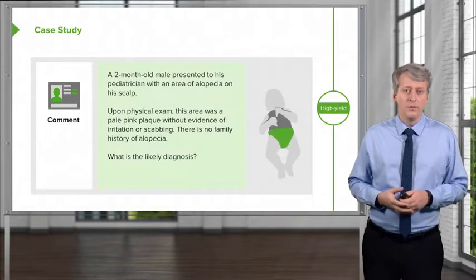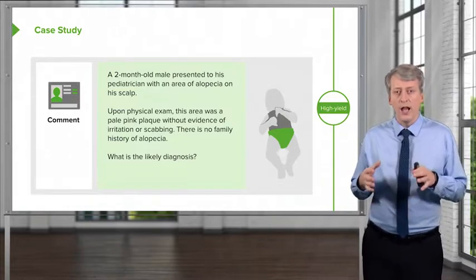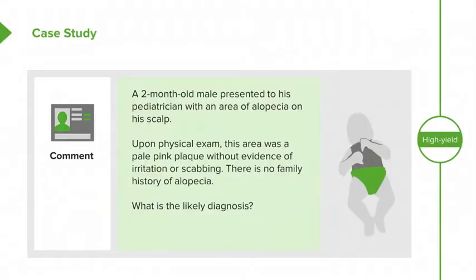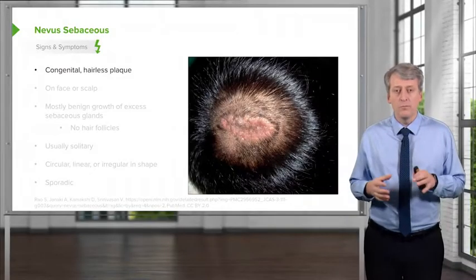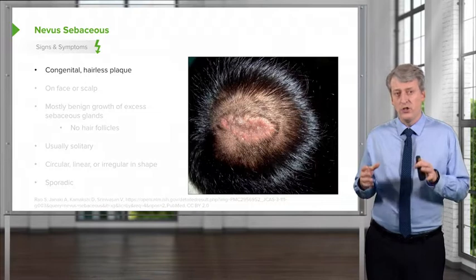Here's another example. A 2-month-old male presented to his pediatrician with an area of alopecia to his scalp. Upon physical exam, this area was a pale pink plaque without any evidence of irritation or scabbing, and there's no family history of alopecia. So there's something there on the scalp. What's the most likely diagnosis?